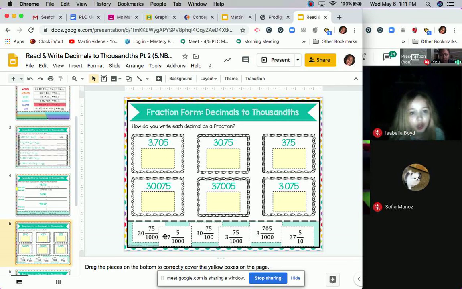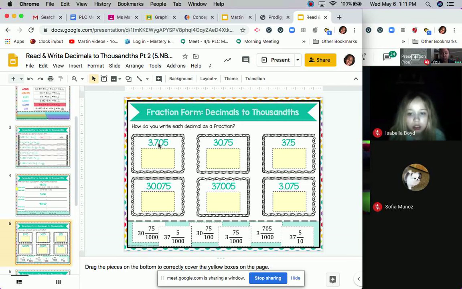So I can already get rid of, I'm not even looking at these first 3 because those have 30, 37, and 30. Oh, and that last one, 37. Nope, my whole number is just 3. So it's got to be one of these two. Is it 75 thousandths or 705 thousandths? It's 75. So I'm looking here. Does that number say 75?